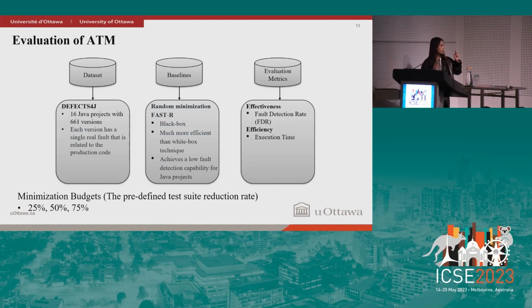So finally, as for the evaluation metrics, we measure the effectiveness using the fault detection rate, and also we measure the execution time to evaluate the efficiency of our approach. And we also perform our experiments using 3 different minimization budgets.